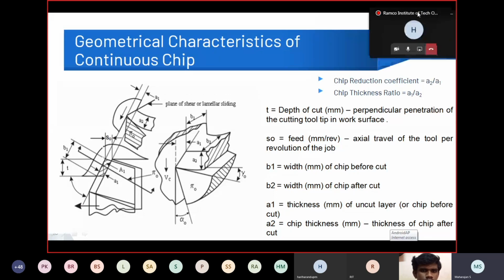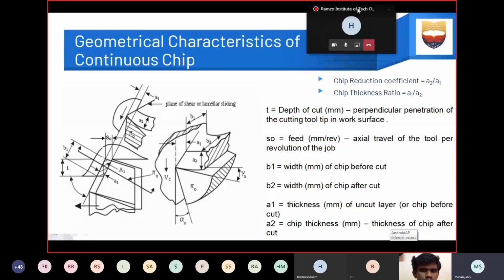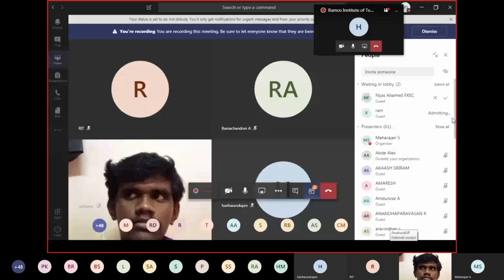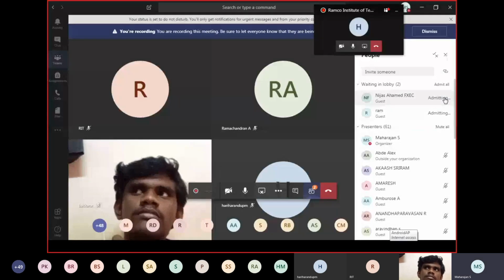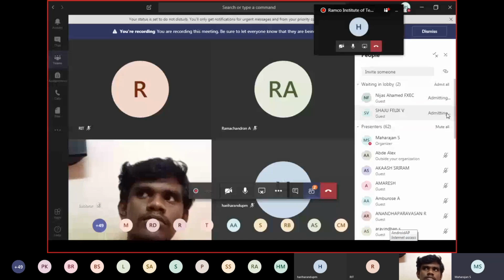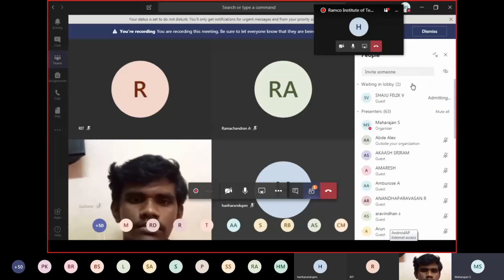Okay, next. So another important thing. These are all very important geometrical characteristics of continuous chip. One minute. Somebody is coming. Sorry for the interruption. Okay.